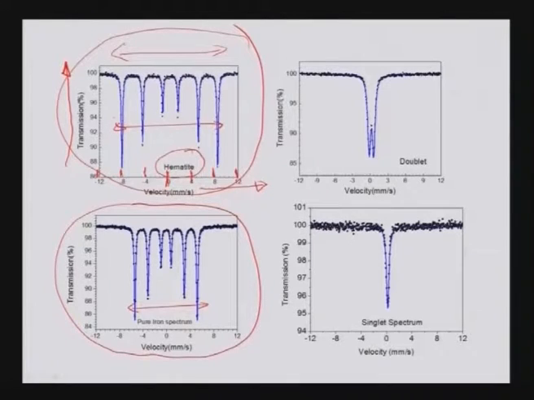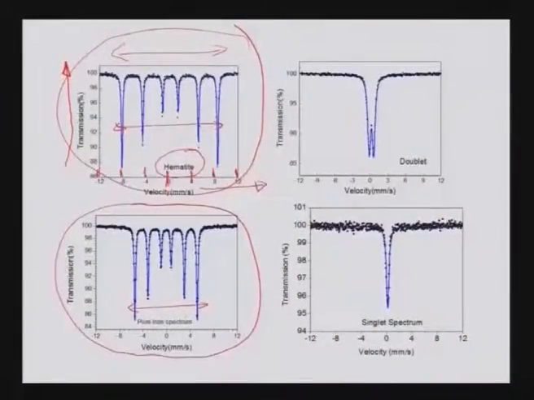So, this lower one is also a magnetically coupled case. You have an internal magnetic field because of this coupling, and this is for pure iron foil. From the positions and the splittings, we know whether it is pure iron, Fe2O3, Fe3O4, or iron in some other kind of matrix. Then on the right side you have 2 more.